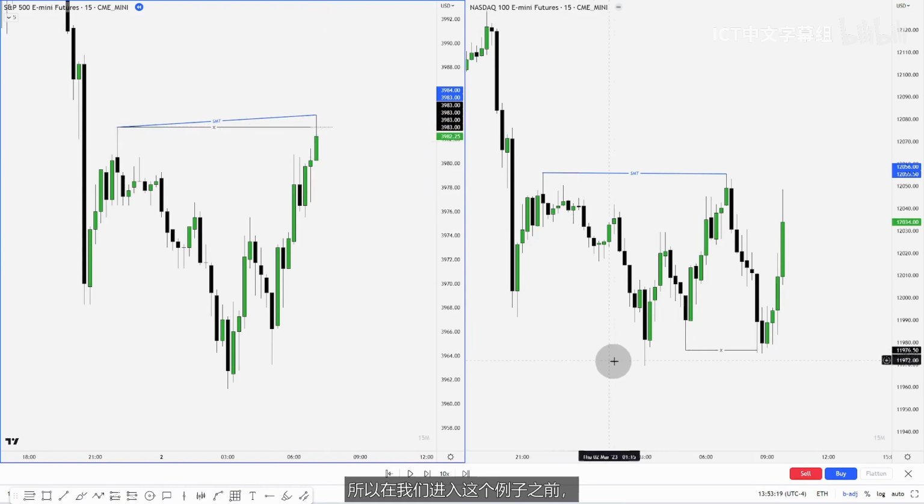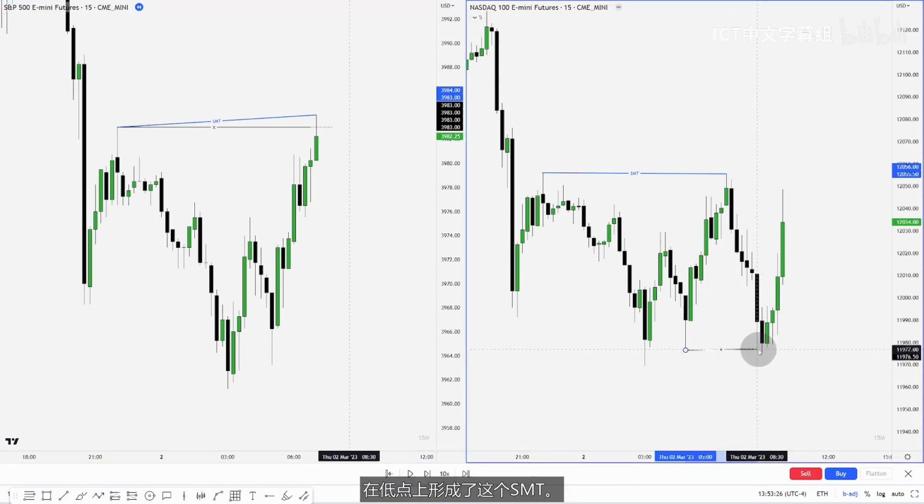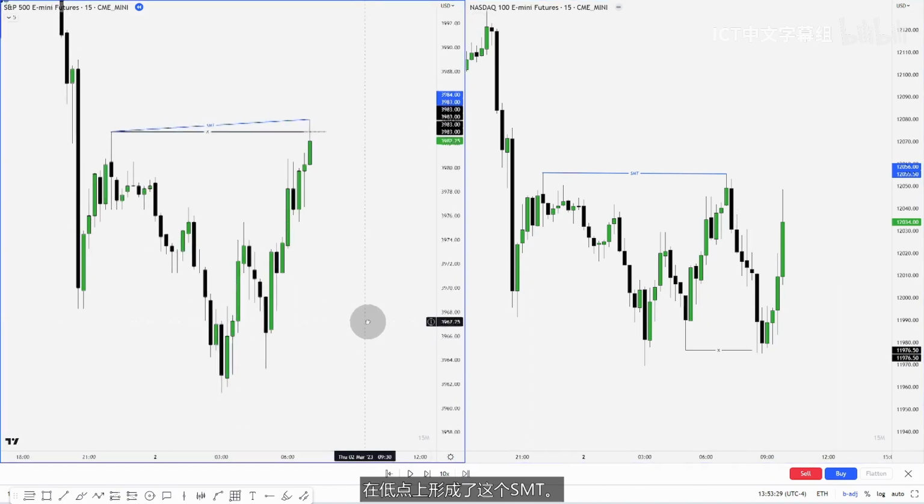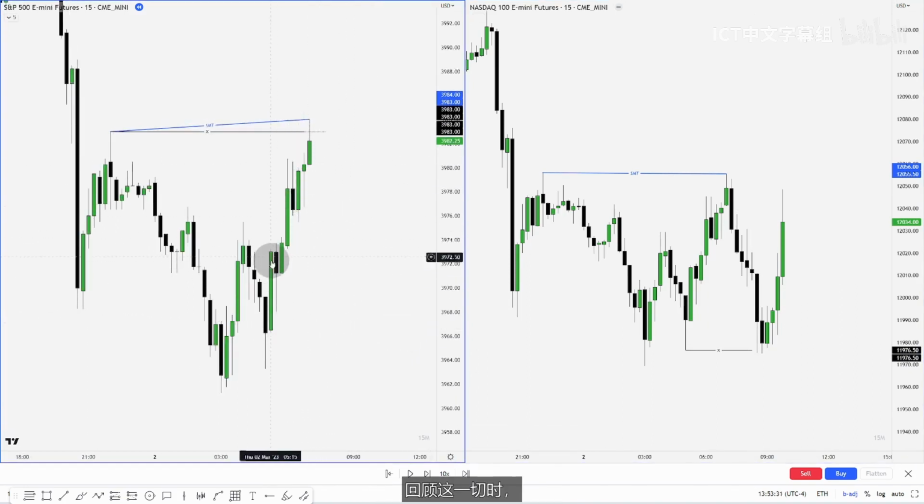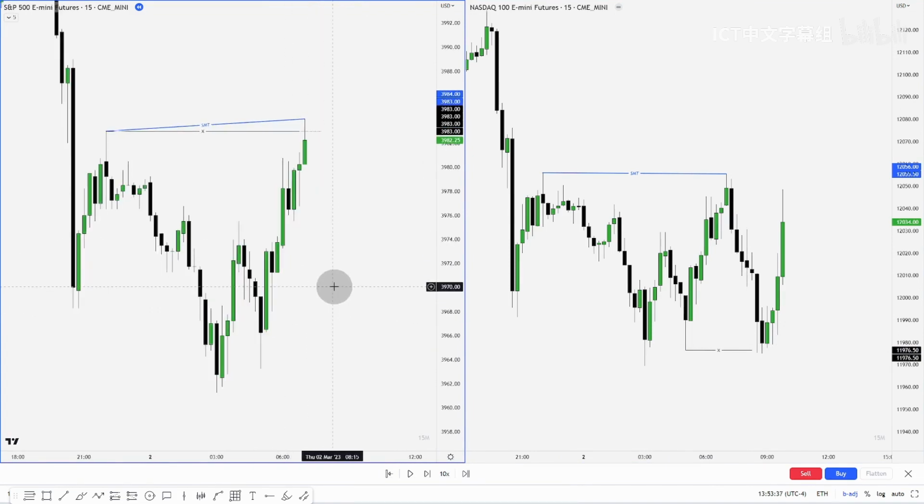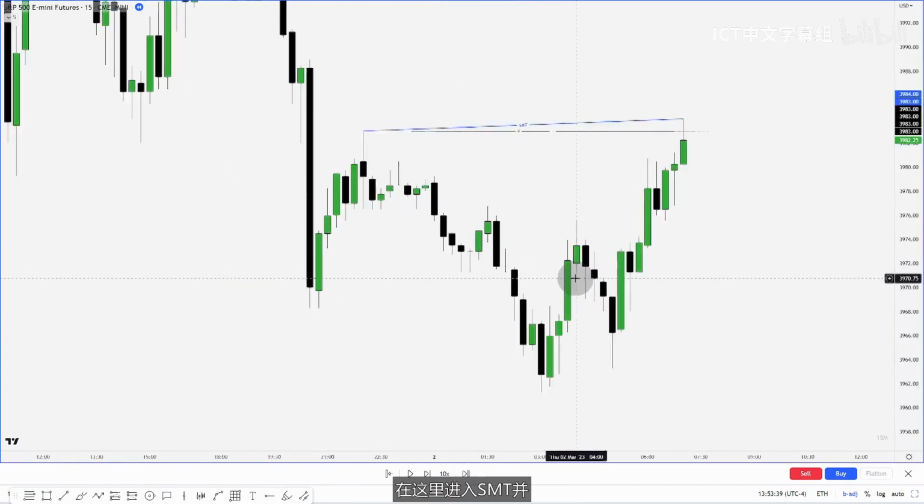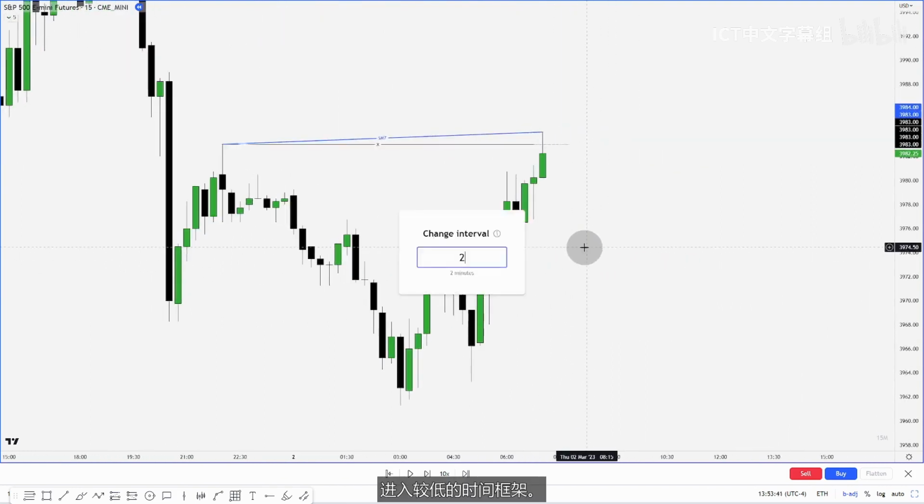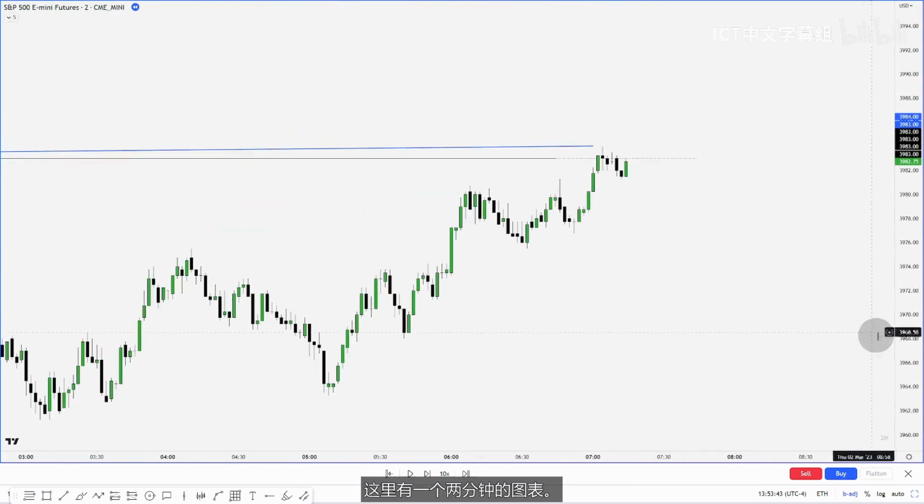Before we get into this example, I just want to show you right here on NASDAQ, and just remember at 8:35, NASDAQ takes these lows or creates that SMT at the lows. We're going through this with the benefit of hindsight, but that will come into effect later on choosing price targets. So hopping into the SMT here and going down to a lower time frame, here we have a 2-minute chart.